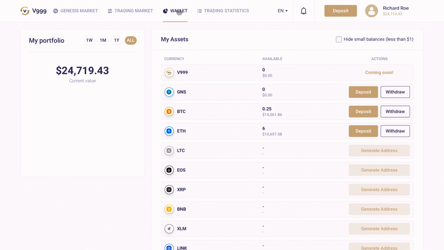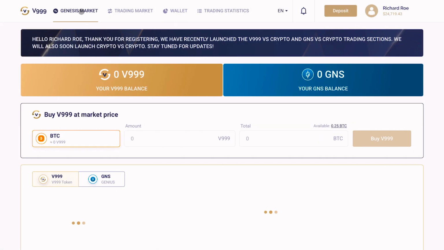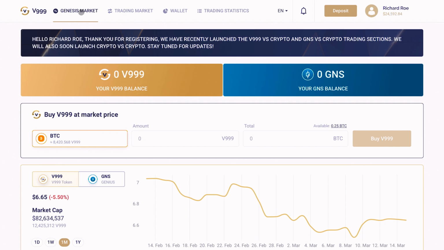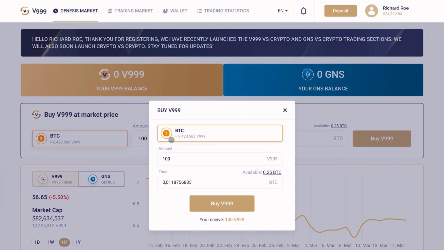After you have added funds to your wallet, you can start trading. Here in the top left corner, you will find the Genesis market. The Genesis market offers you the possibility to buy the gold-backed V999 token. Choose the amount of V999 tokens you want to buy and click on Buy V999. Check again that your details are correct and click on Buy V999. After the purchase, you will immediately find the V999 tokens you have just bought in the upper left.